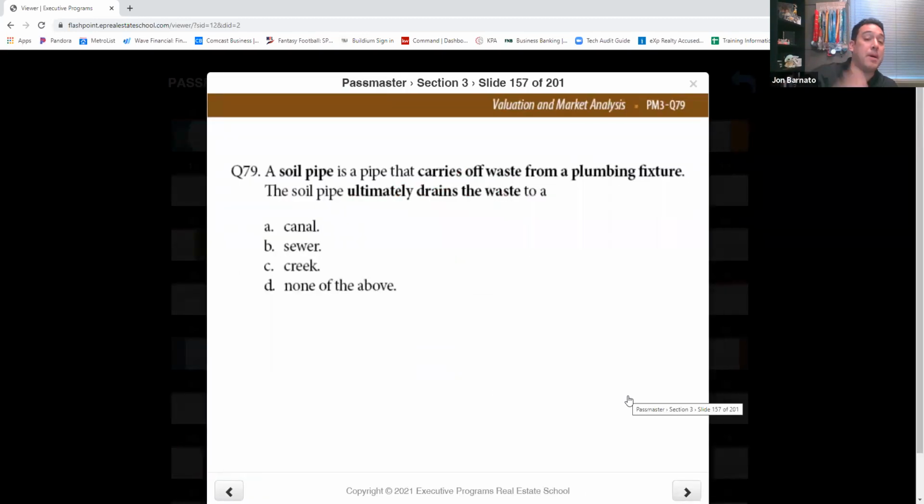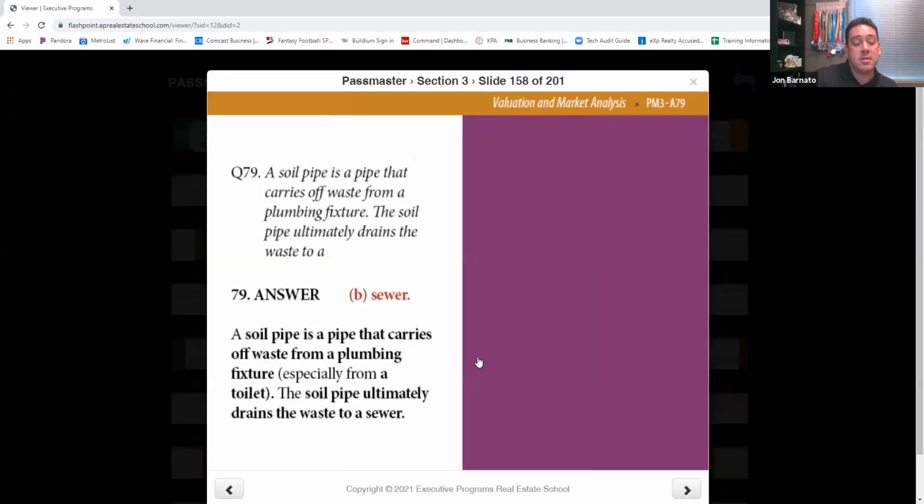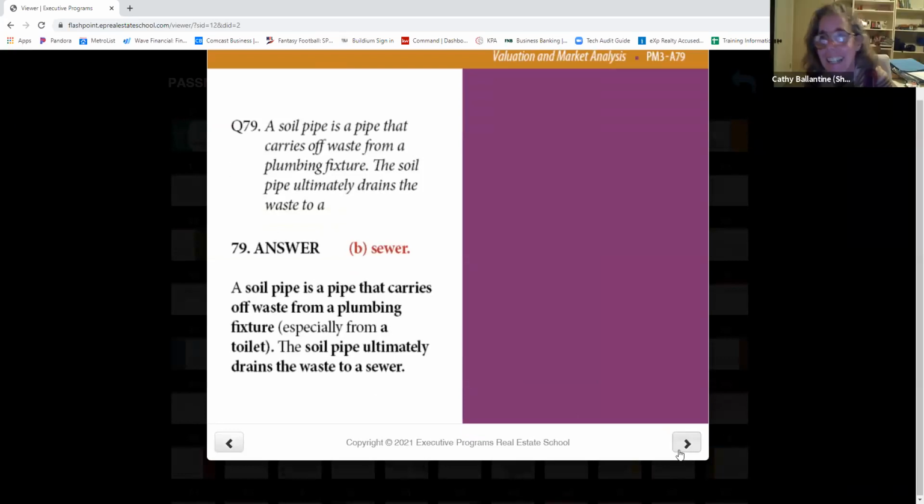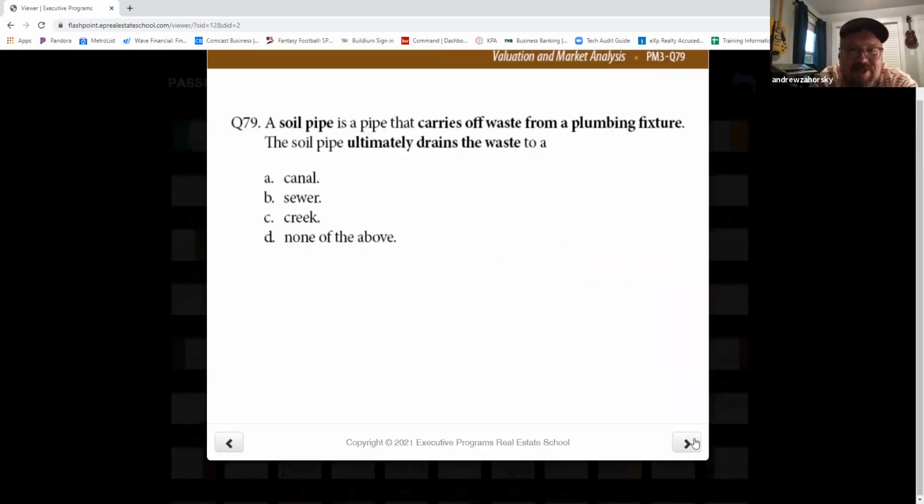A soil pipe is a pipe that carries off waste from a plumbing fixture. The soil pipe ultimately drains to a B. No, C, creek. No, certainly. Hopefully not. That would really decrease the value of the property. It might be a... it might be. Yeah, I won't finish the sentence.